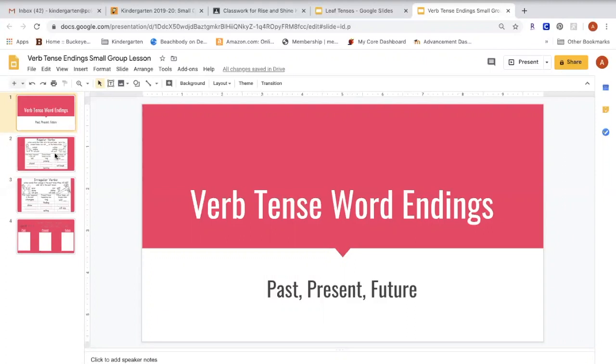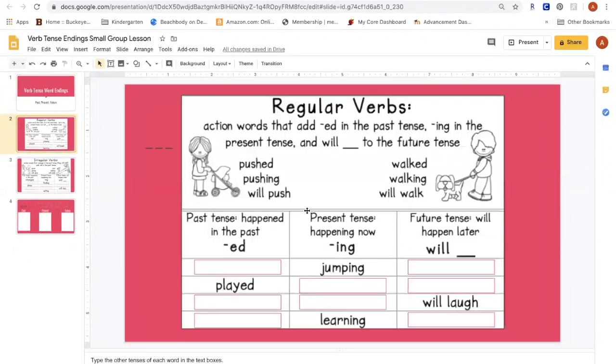Sometimes there are verbs where you don't have to add anything to them. So you could say we're going to go camp now. I didn't have to add anything to it. So it gets kind of tricky. We're just going to talk about the basic ones for today.